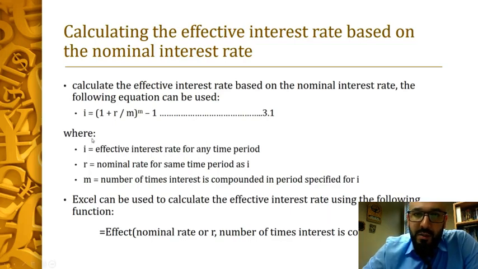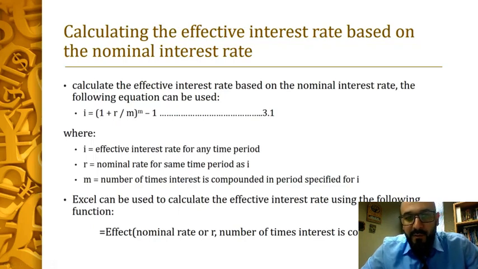I is equal to (1 plus R divided by M) to the power of M, minus 1, where I is the effective interest rate for any time period. R is the nominal interest rate for the same period as I. This is really important. You have to be really careful. We need to talk about this in just a second. M is the number of times interest is compounded in the period specified for I.